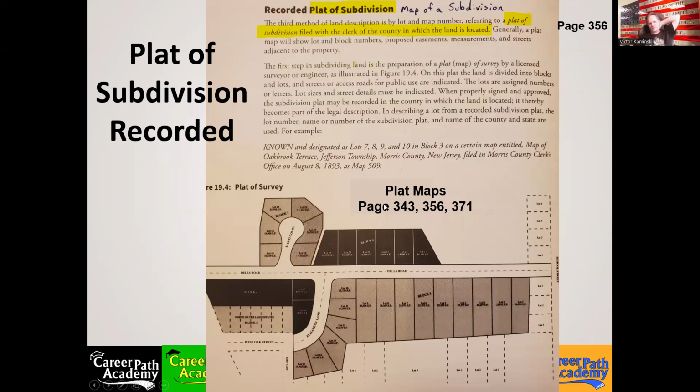You could also see some other plat maps on page 343, 356, and 371. This one is on page 356. So highlight plat of a subdivision, and then right next to that, a map of a subdivision. A plat of a subdivision is filed with the clerk in the county where the land is located.